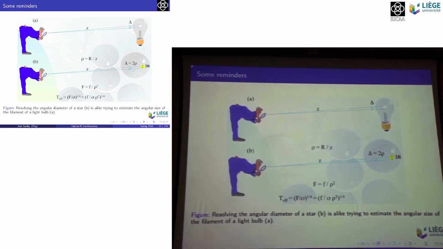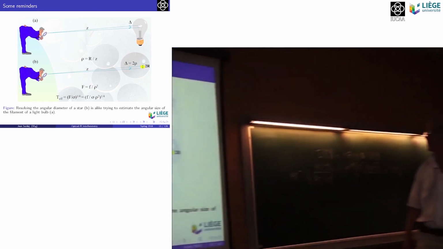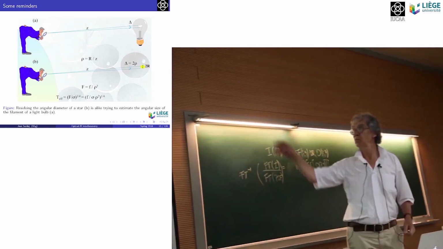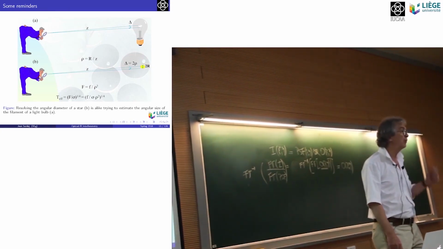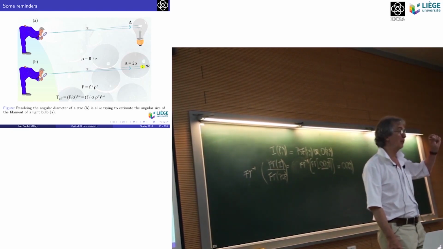Let's assume that you are looking at a bulb of light, a very thin filament, and you're very, very far away. So let's say 10 meters. Would you be able to estimate the linear diameter of the filament of the bulb?